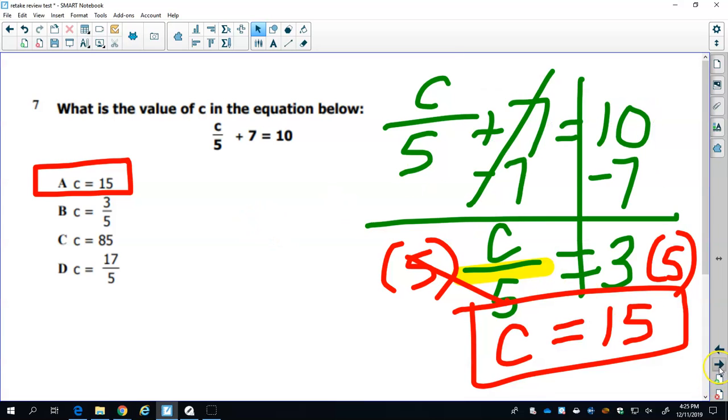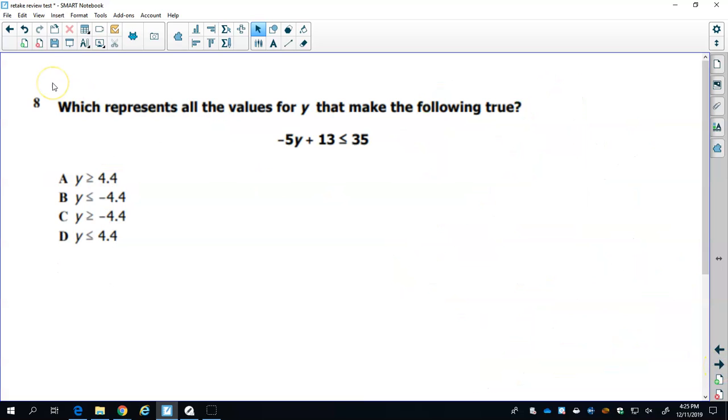Number 8, almost halfway there. Oh, now we're getting into inequalities. What do you notice? Let's talk about what we notice here about this inequality. Okay, I notice that there's a negative 5 next to that y. So there's something that happens when we have a negative coefficient here. So let's think about that.